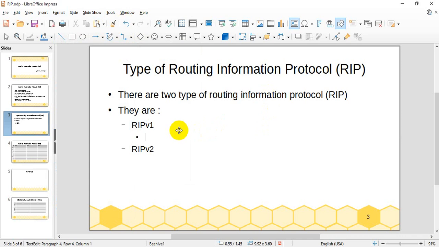Okay, we will look at what is RIP version 1. RIP version 1 is also known as a classful routing protocol. Why is RIP version 1 known as a classful routing protocol? Because it does not send the information of subnet mask in its routing updates, so it is known as a classful routing protocol.